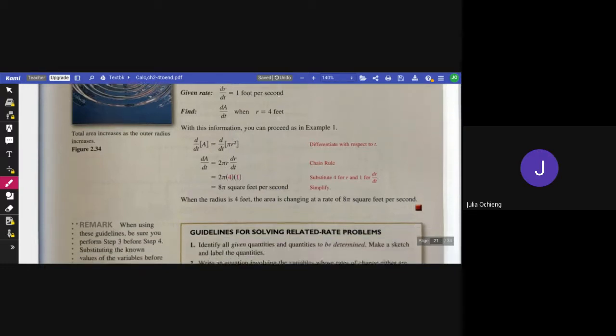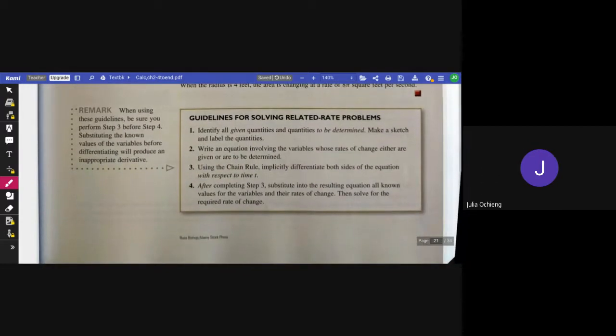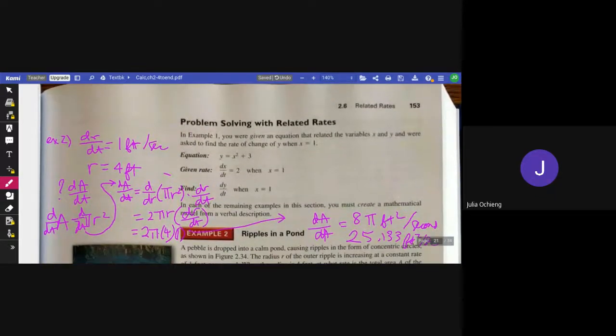Okay. Guidelines for solving related rate problems. The first thing is you want to identify all given quantities and quantities to be determined. Sketches are also helpful. Labeling quantities is also helpful. So that's what we did here. We labeled what we knew.